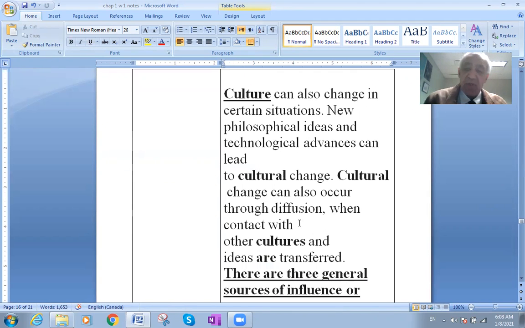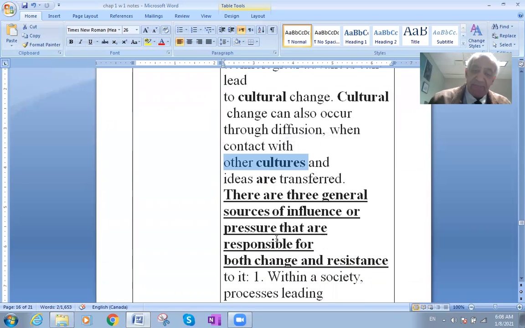Culture change can also occur through diffusion, and we'll see the meaning of diffusion now, through contact with other cultures. When our culture contacts other cultures, it might be changed. It might accept things from those other cultures or give other cultures some aspects or characteristics of my own culture, and ideas are transferred as well.